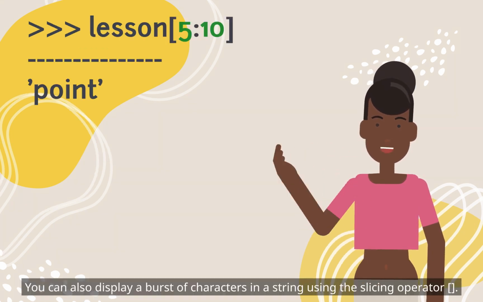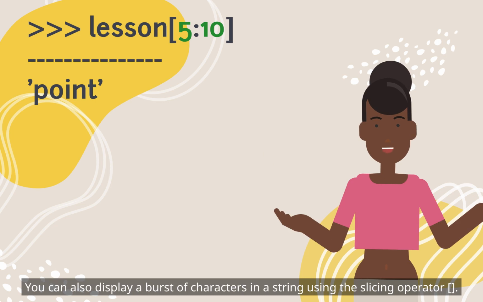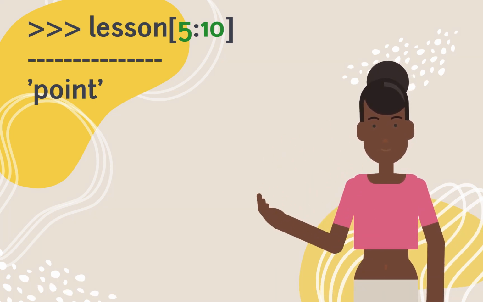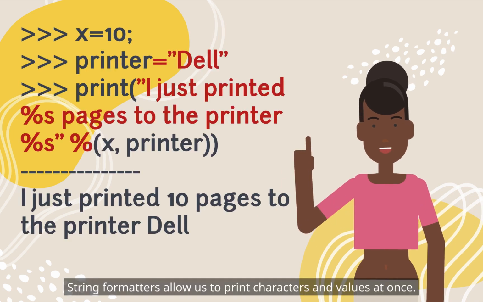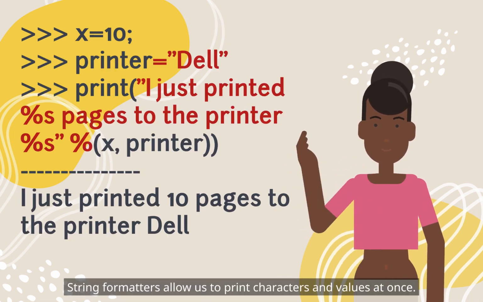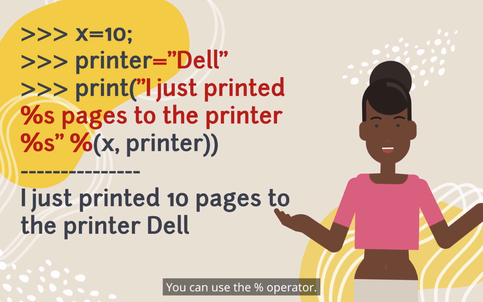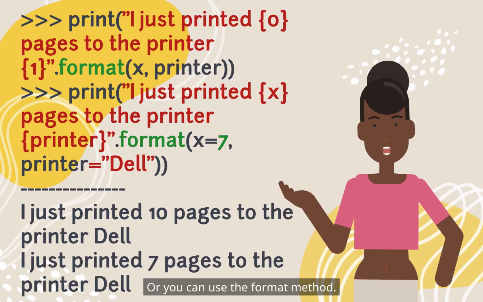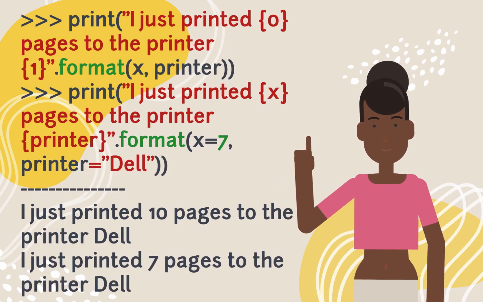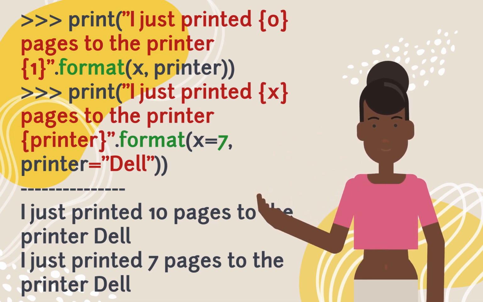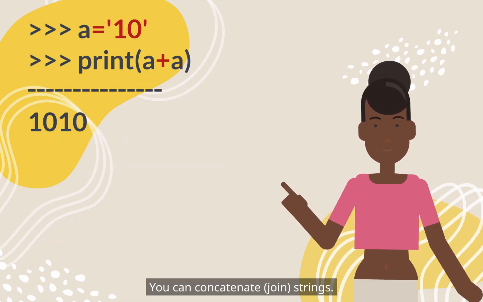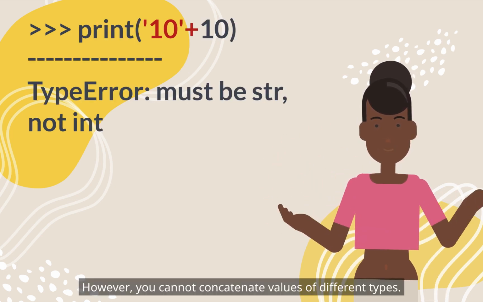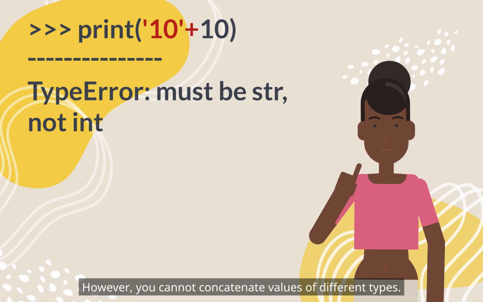You can also display a burst of characters in a string using the slicing operator. This prints the characters from 5 to 9. String formatters allow us to print characters and values at once. You can use the % operator. Or you can use the format method. You can concatenate, join, strings. However, you cannot concatenate values of different types.